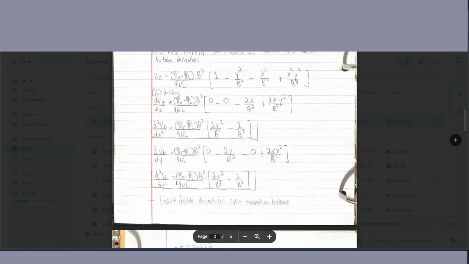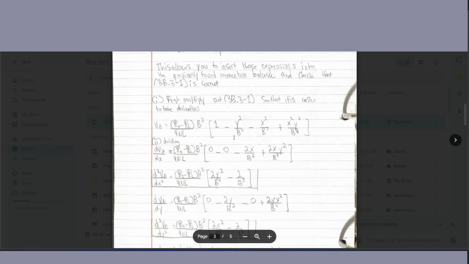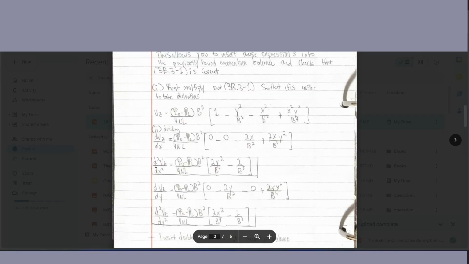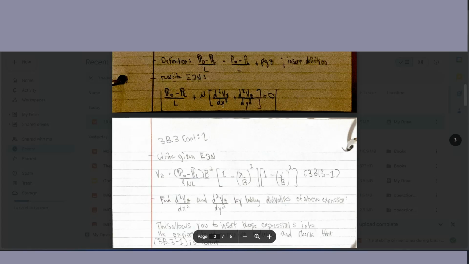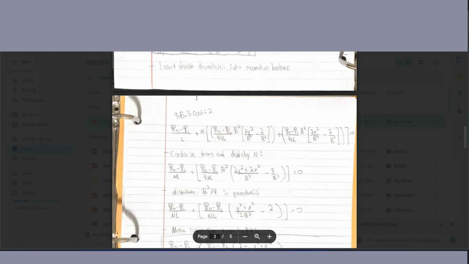Yeah, that's what you do. You do the same thing with y as well. So again, it's the derivative of this with respect to y. So it's 0 minus 2y over b squared plus 0 plus 2y over b to the fourth. And that's what you get. And the same thing again to get the second derivative, and then you insert these definitions into this equation, and then we're just going to do some simplifying basically.